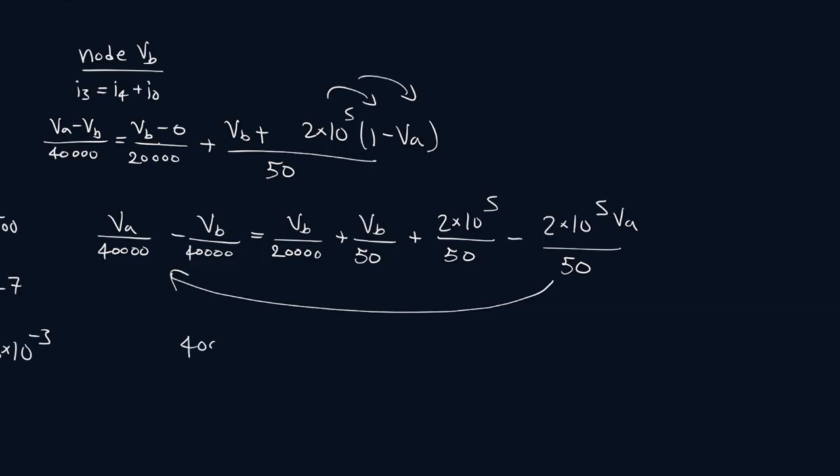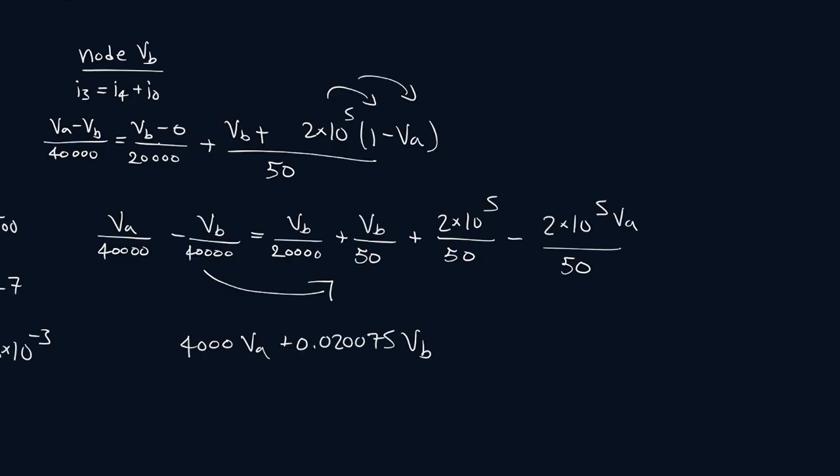That's 4,000. Okay, I'll just say 4,000 because the decimals are too big. VA. And let's bring this VB to the other side. So it'll be 1 over 40,000 plus 1 over 20,000 plus 1 over 50. And that's 0.020075 VB. Oh wait, it should be equal to it.